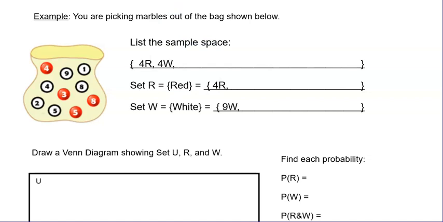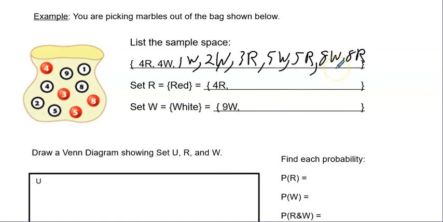All right. You're picking marbles out of the bag shown below. List the sample space. Okay? Now, what is this 4R, 4W? Well, that's red 4 and white 4. What else is there? Well, there's a number 1, and it's white. There's also 2, that's white. There's a 3, that's red. We already got the 4s. There's 5 white and 5 red to distinguish. There are no 6s. There's no 7s. There's an 8 that's white and an 8 that's red. And there's a 9 that's white. Those are different possibilities.